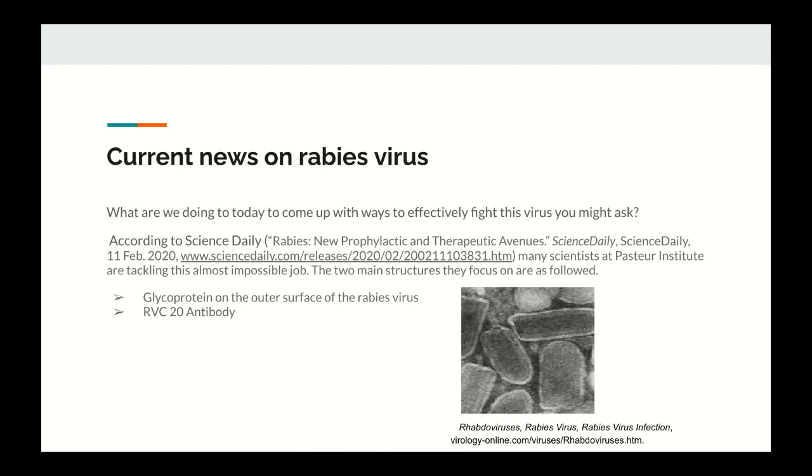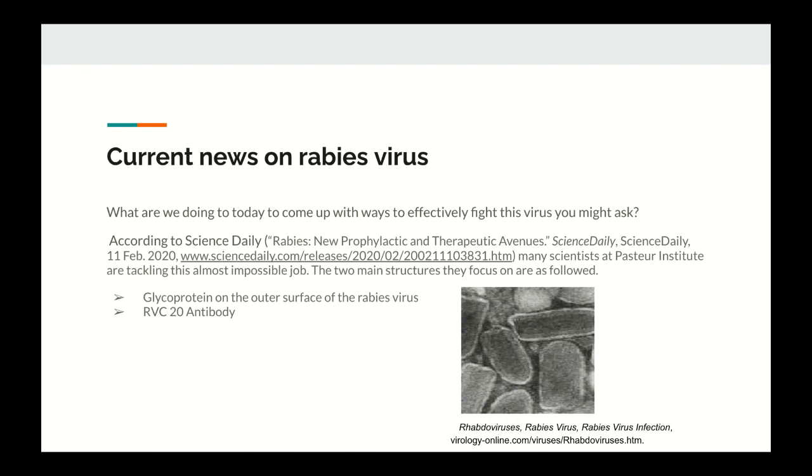Some people may think that since we don't see rabies virus as often in the United States, it isn't a problem. Rabies is still responsible for approximately 60,000 deaths per year in Africa and Asia, according to the World Health Organization. The first vaccine was developed 130 years ago by Louis Pasteur, and many improvements have been made since then, but work is still being done to effectively treat this virus.